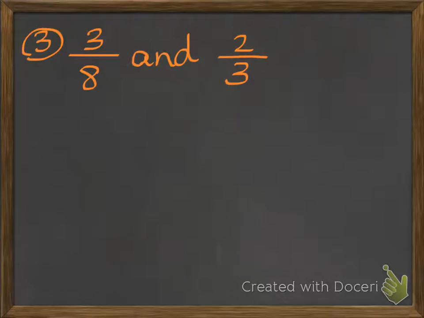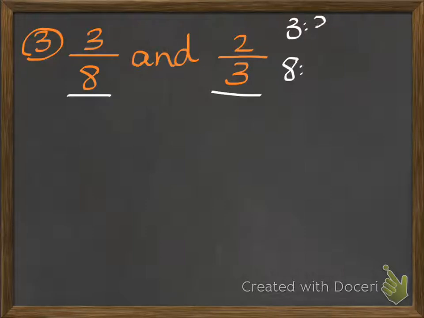Number 3, 3/8 and 2/3. I'm going to look at the denominators. I have an 8 and I have a 3. And 8 is not a multiple of 3. So I'm going to look this time at the multiples and see if I can find the least common multiple.